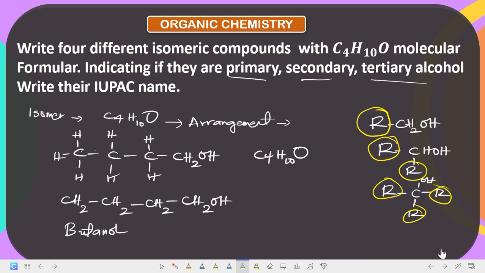This is n-butanol. And then you now state that it is a primary alcohol. Why? Because this OH is attached directly to only one alkyl group, which is the butyl group. Now let us come to another compound that will be a secondary alcohol.